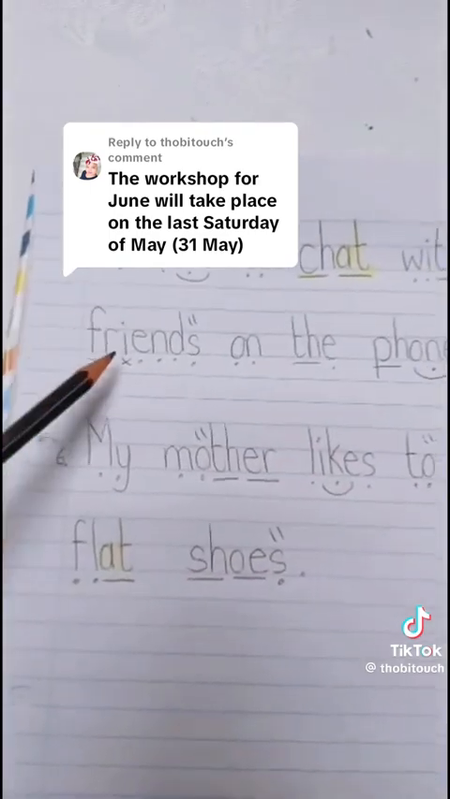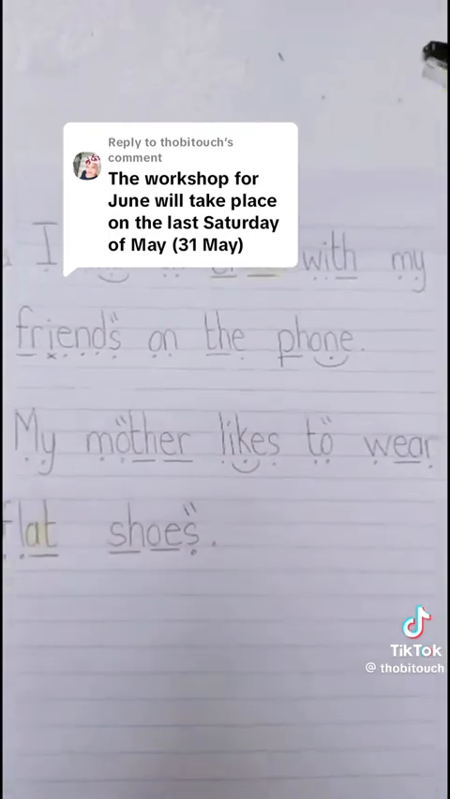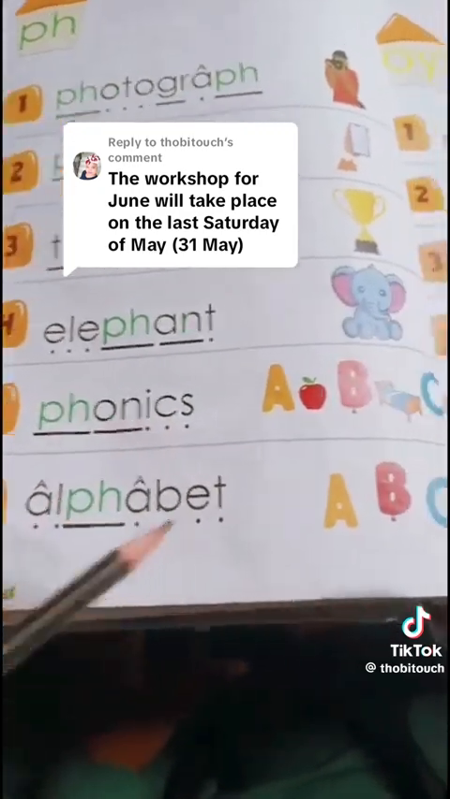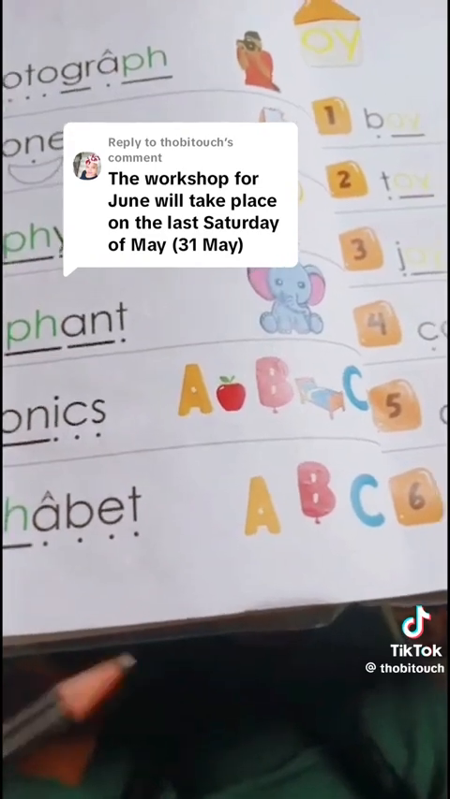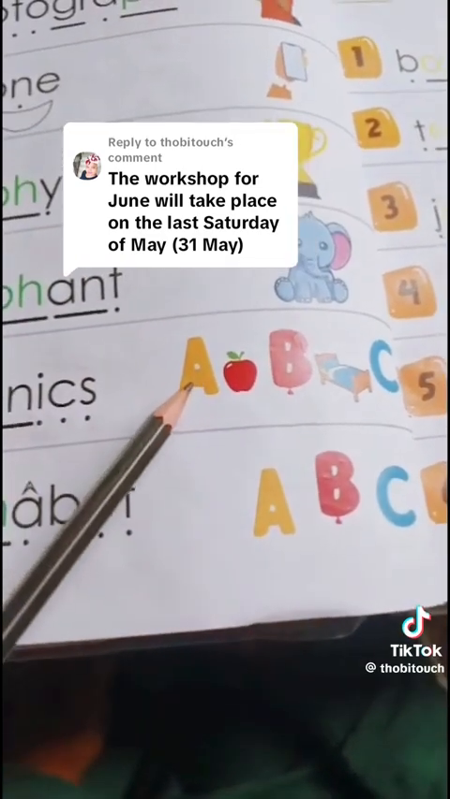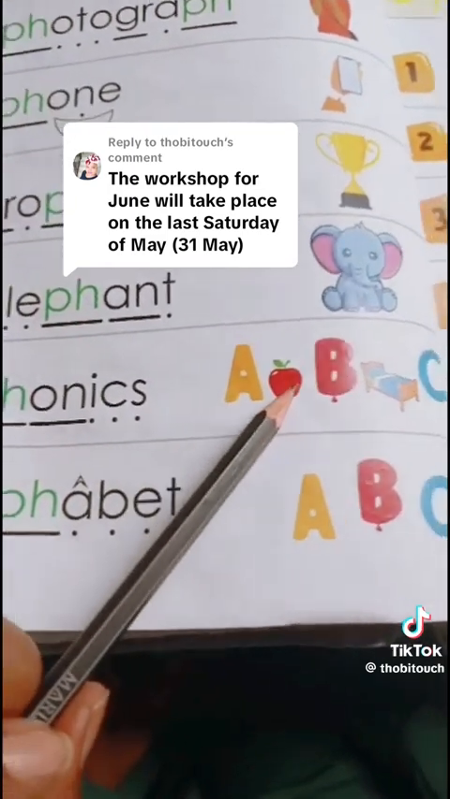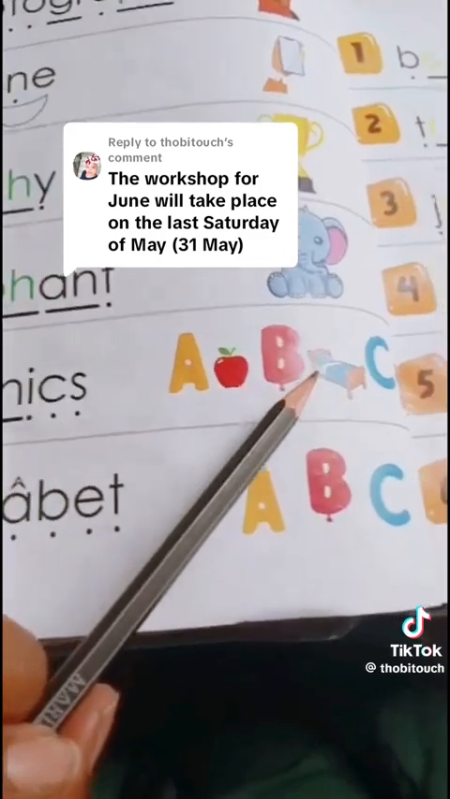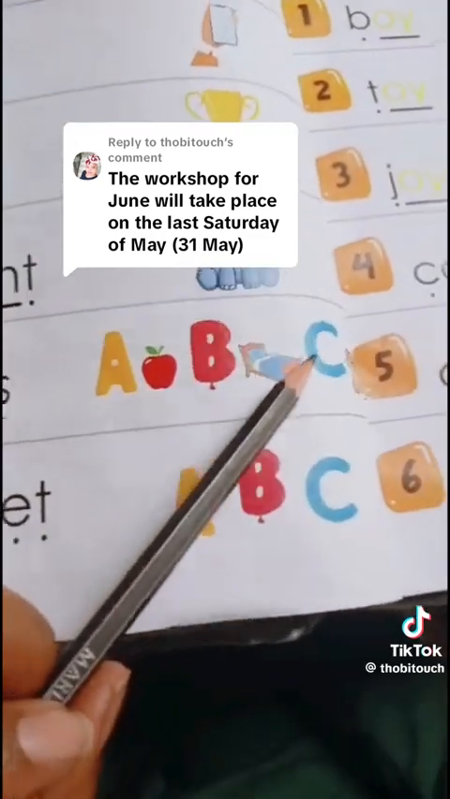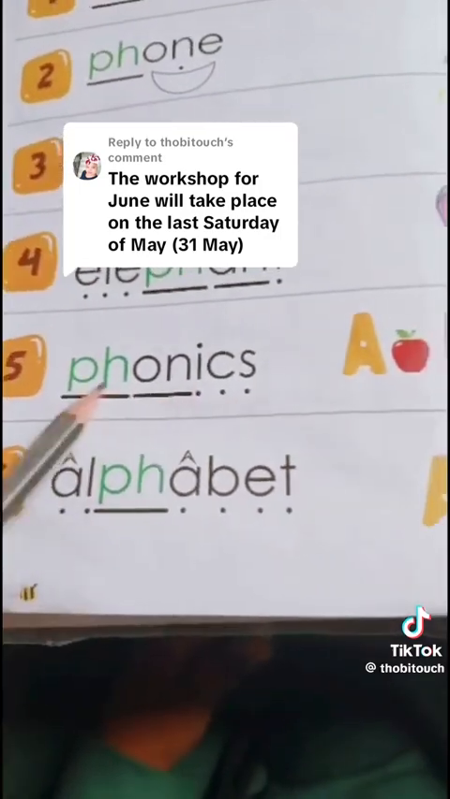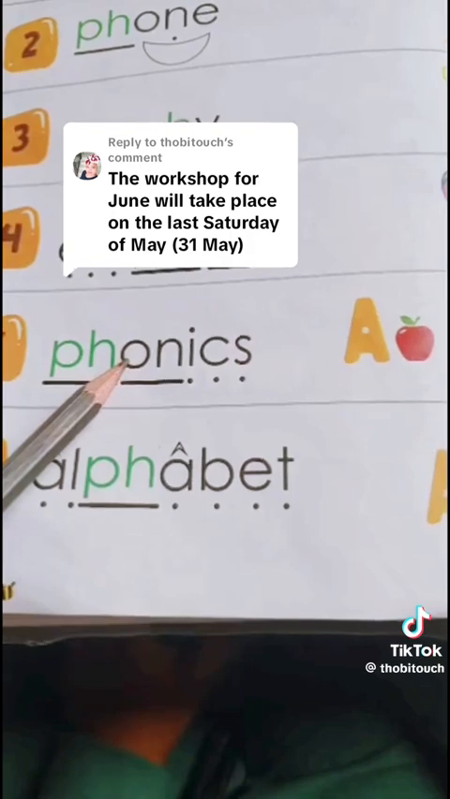So we're going to write sentence number 5. Can we do it? Yes. Difference between phonics and the alphabet. Do you know the difference? Okay, I'll tell you the difference. The difference is that phonics is talking about the sounds, like A for Apple, B for Bed, and K for Cat. Right.